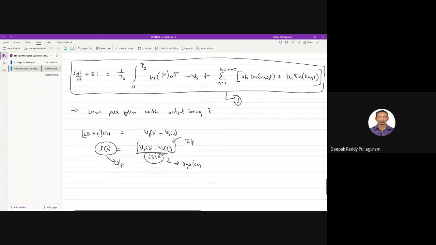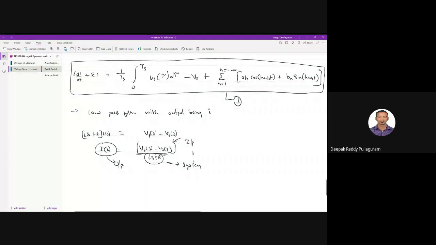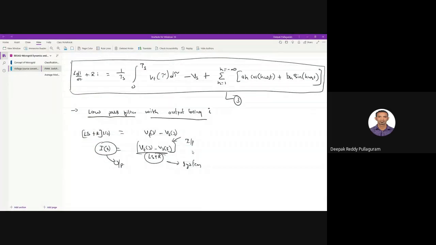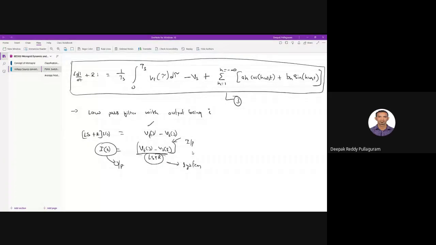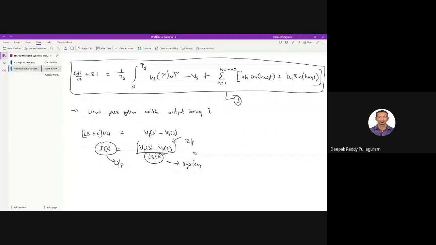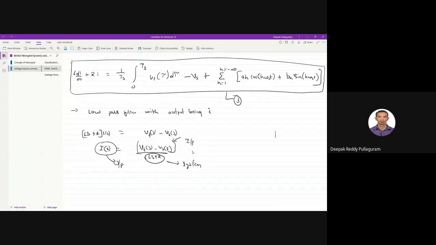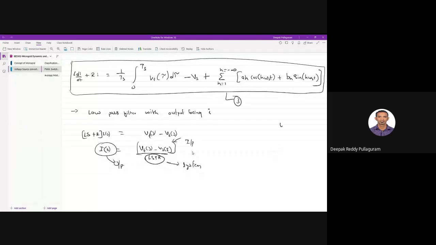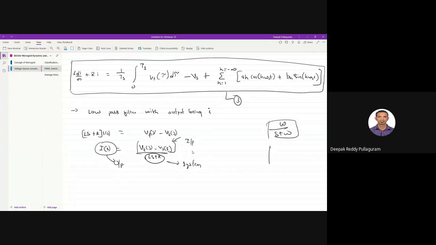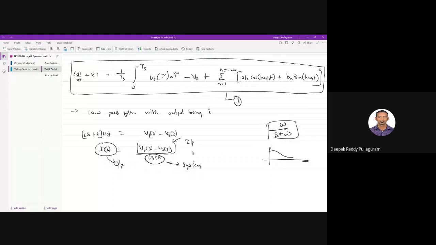Are you able to understand what I'm trying to say? So I can say this is a low pass filter with output being I, and this statement is valid for this system, irrespective of what the inputs are. The input may have some harmonics or whatever, but the system itself is a low pass filter because we have 1 by Ls plus R. If I have omega by s plus omega, how does the transfer function behave? Is the gain like this or like this?